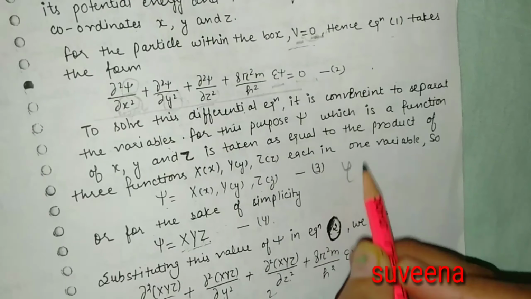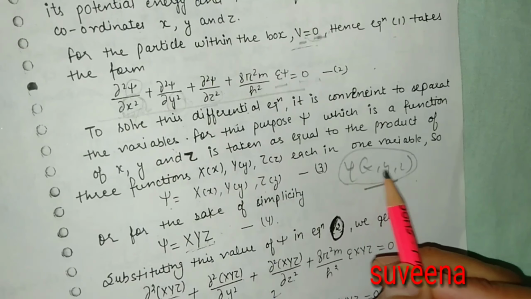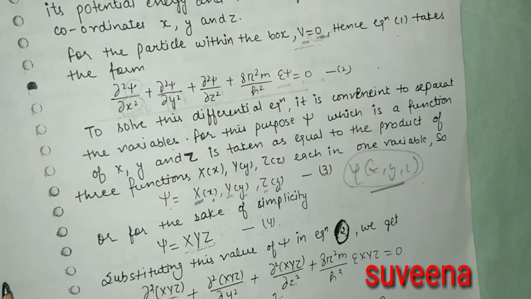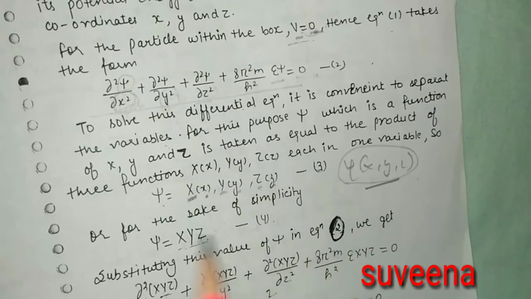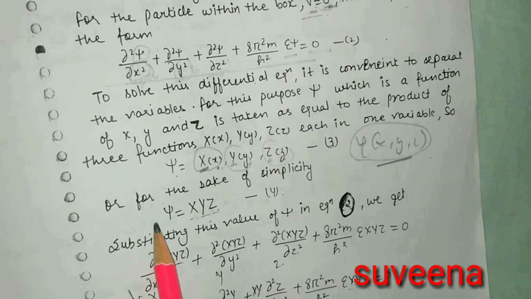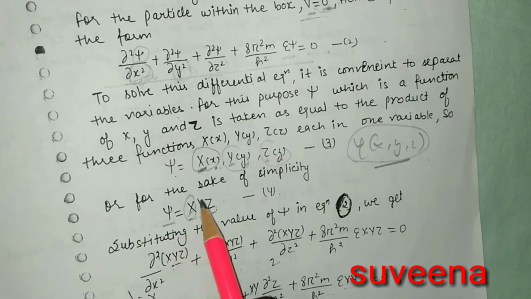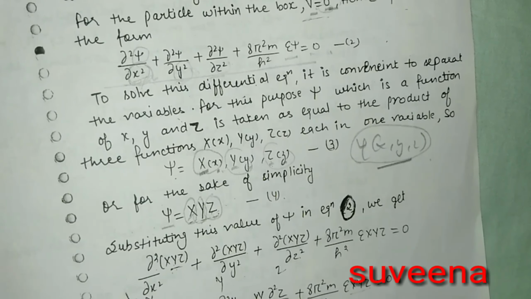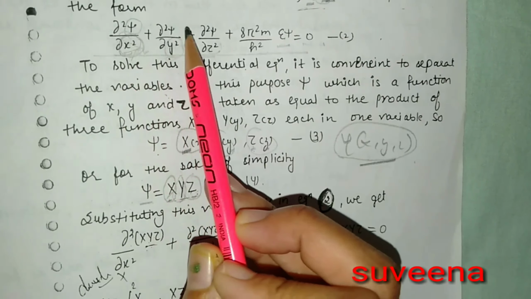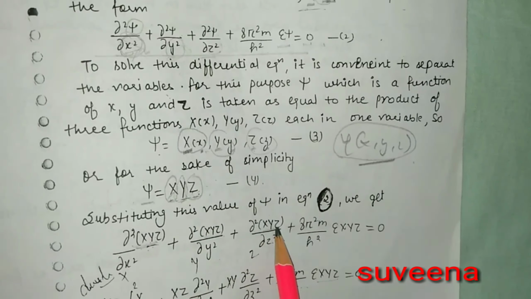So the wave function in the x-axis, y-axis and z-axis: each one has one variable. For the sake of simplicity, we can write psi as X, Y and Z, where X is the wave function in the x-axis, Y the wave function in the y-axis, and Z the wave function in the z-axis. So substitute this X, Y and Z value in the above equation in the place of psi.